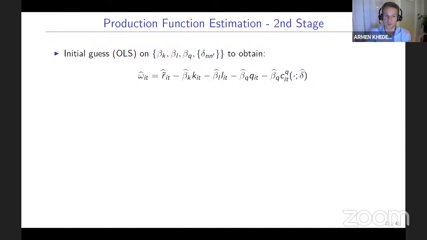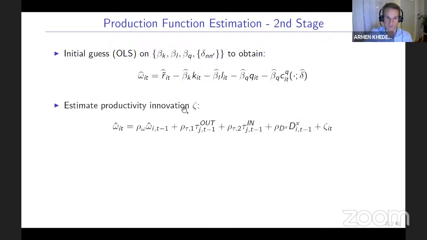So how is the estimation going to proceed? The first thing that we do is we're going to make a guess on all the parameters, which is going to come from an OLS, and then by making that guess and taking the predicted revenue from the first stage, we can then pin down what is the productivity shock in each period.